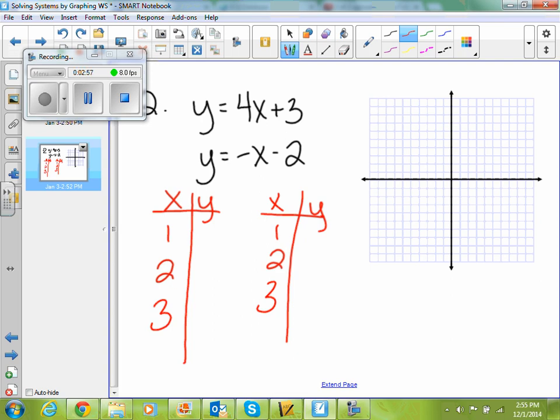So if I plug in 1, 4 times 1 is 4 plus 3 is 7. If I plug in 2, 4 times 2 is 8 plus 3 is 11. If I plug in 3, 4 times 3 is 12, 12 plus 3 is 15. So for my first graph, I'm going over 1, up 7. You guys are going to have to estimate, because I know that's not on your graph. Over 2, up 11, and over 3, up 15.